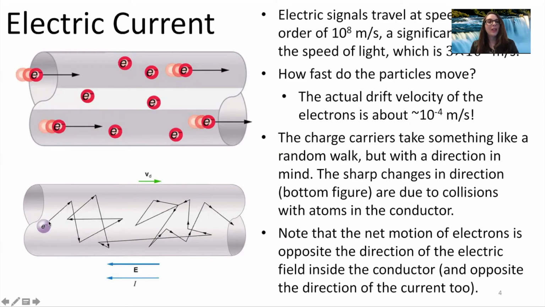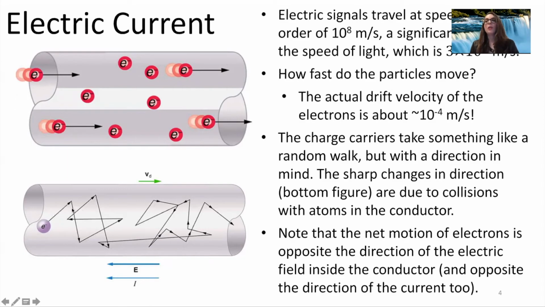And so our electron here, our charge carrier, is bouncing around inside the conducting wire. The sharp changes in its direction here are due to collisions with other atoms inside the conductor. So even though it takes something a little bit like a random walk, in general, the net motion of these electrons is going to be in one particular direction. And we note that the net motion of our electrons here is opposite the direction of the electric field inside the conductor and opposite the direction of this current too.